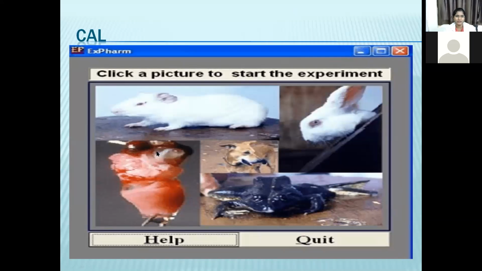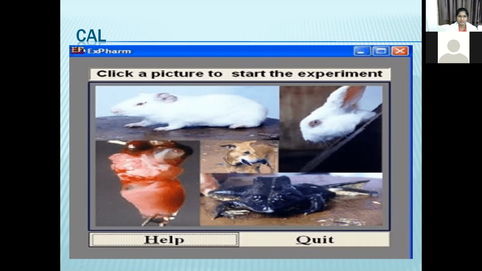Then how do we do this experiment nowadays? We cannot do it by manual procedures because animal killing is banned nowadays. So we can use CAL, computer assisted learning. For this, many websites are there. One is the Ex Pharma website and another one is the Animal Simulator, or computer assisted learning.